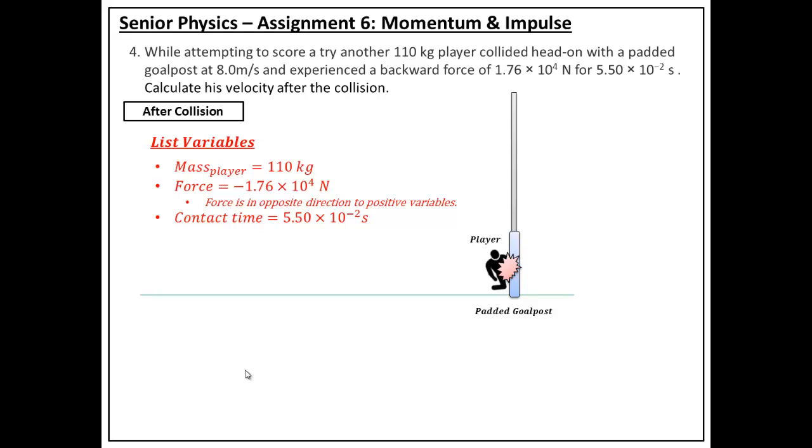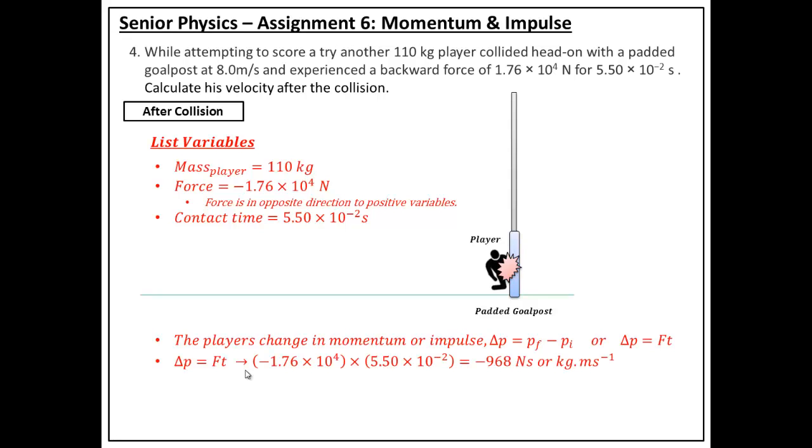To calculate impulse, which is a change in momentum, I could subtract the initial momentum from the final momentum. Or in this case, from the variables given, I can also multiply the force used to change the momentum by the time taken. Multiplying these together gives an answer for impulse of negative 968 newton seconds or negative 968 kilogram meters per second. These units are the same.